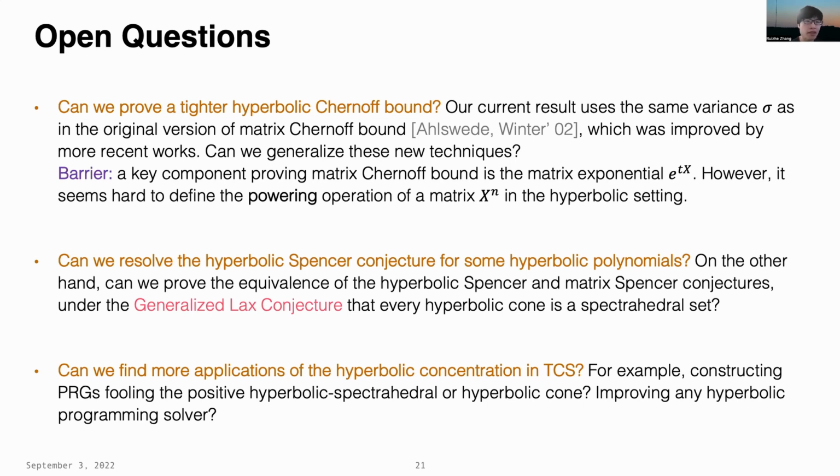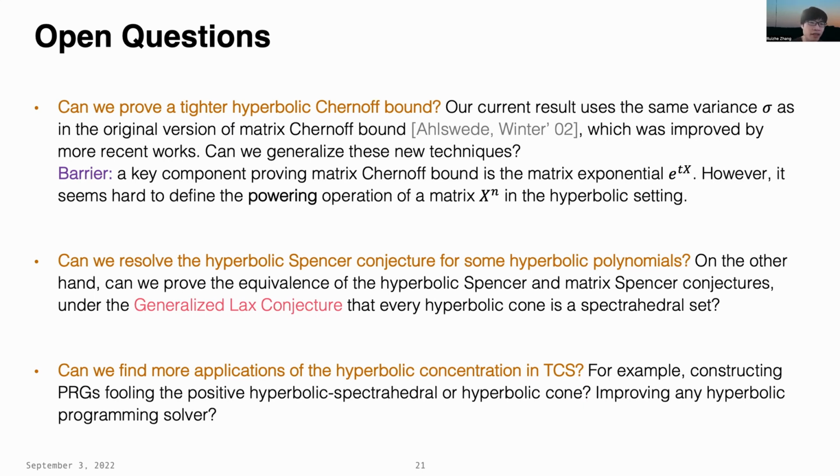There is a barrier. A key component in improving the matrix Chernoff bound is to use the matrix exponential e to the t times X, where X is a matrix. We can use the Taylor expansion to expand this exponential as a sum of matrix polynomials. However, it seems very hard to define the powering operation of a matrix X^n in the hyperbolic setting.